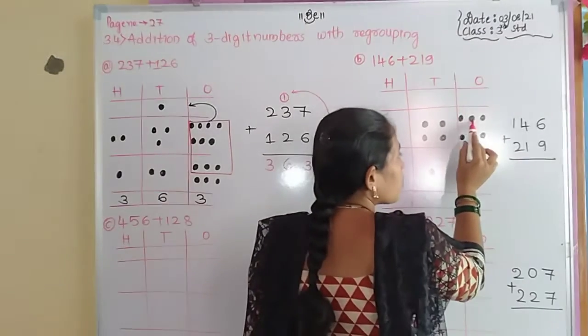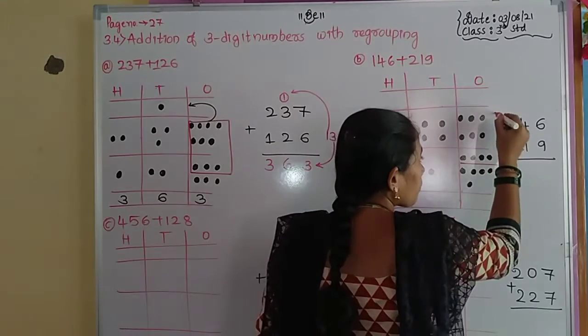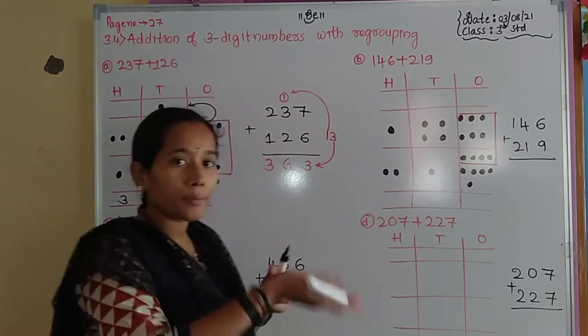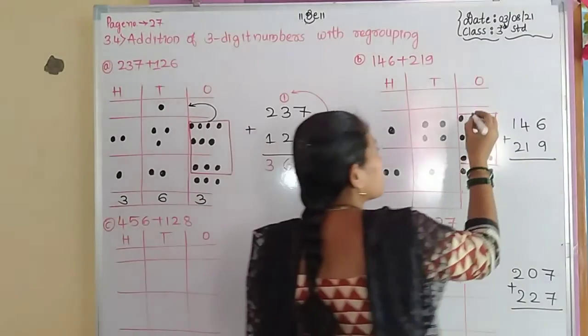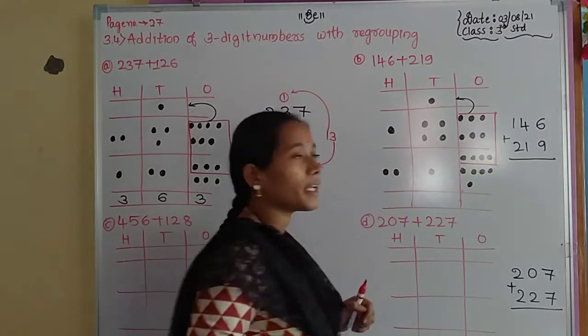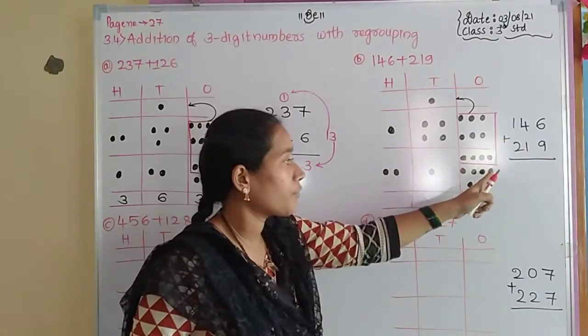1, 2, 3, 4, 5, 6, 7, 8, 9, 10. So we have to make one group of the tens. Okay. Then now shift that group to the next placement, shift it to the tens position. So the remaining dots in the ones placement are 1, 2, 3, 4, 5.